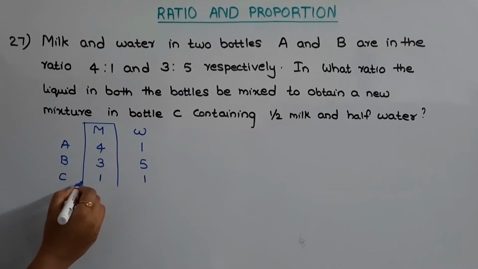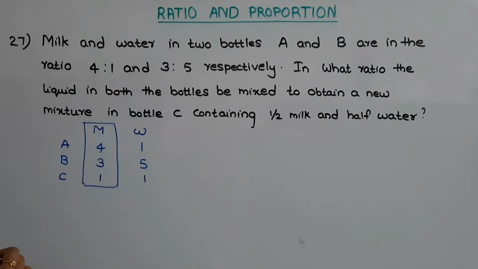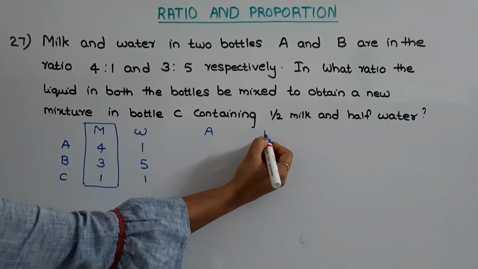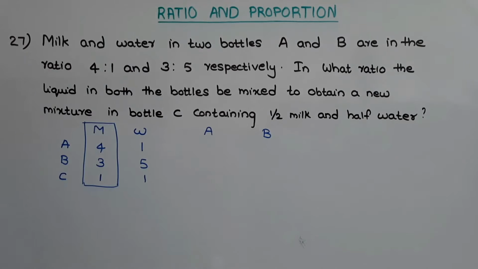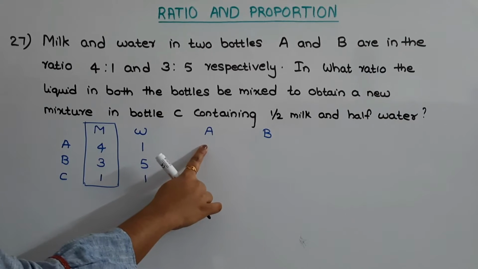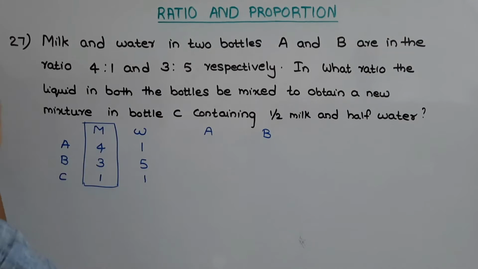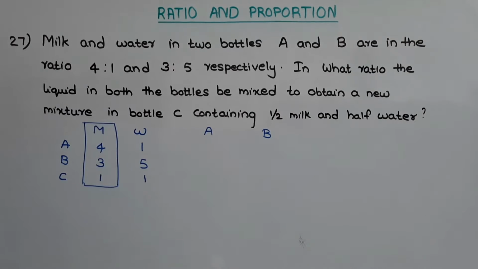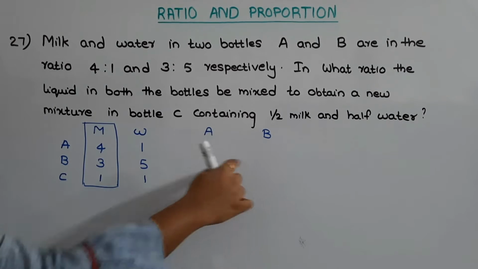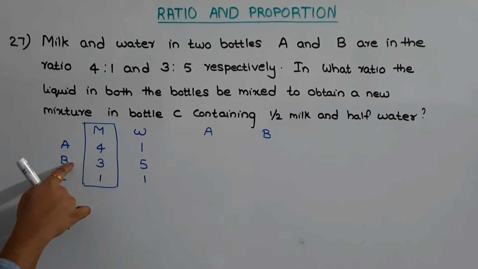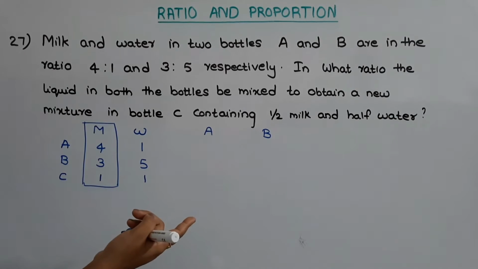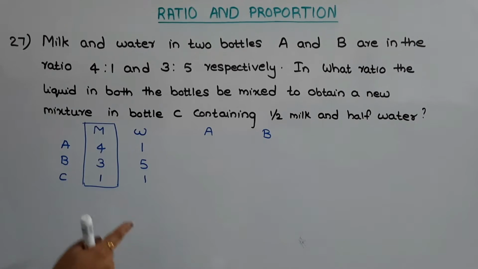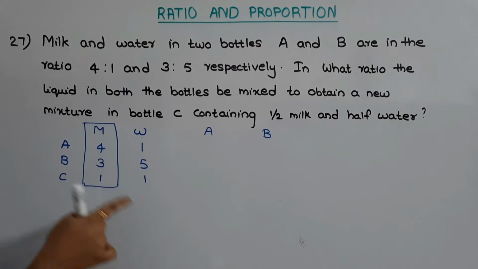Now what we need to do is we need to write down bottle A here, bottle B here. So below this A we need to write down the fraction of milk that is present in bottle A. And here we need to write down the fraction of milk that is present in bottle B. And here in the middle we need to write down the fraction of milk that is present in bottle C.